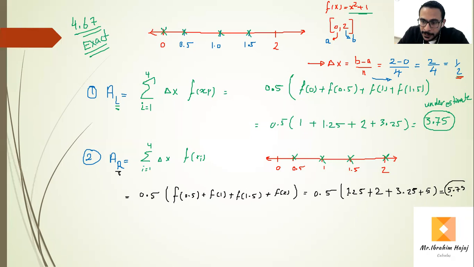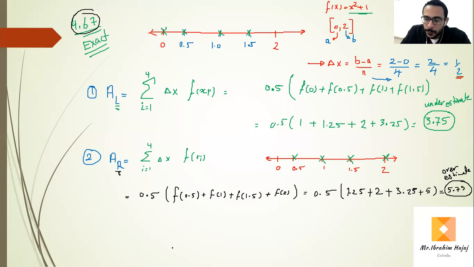5.75. Okay, let's circle it here and compare it with the exact answer. The exact area is 4.67, so 5.75 is an overestimate, right? So guys, in an increasing function, when you use the right endpoints rule, your approximation is more than the exact answer.